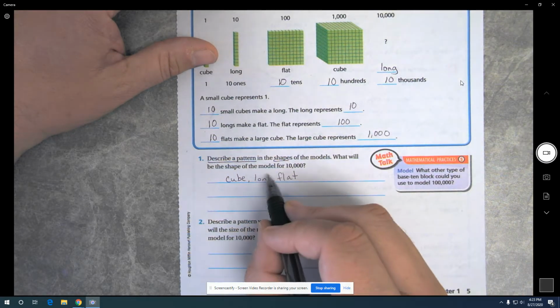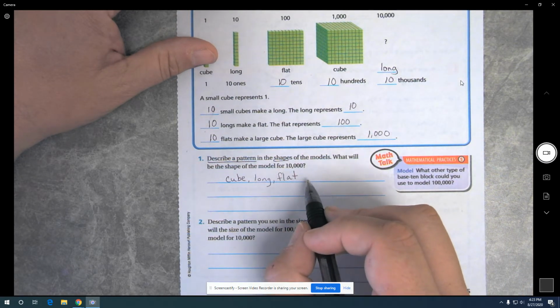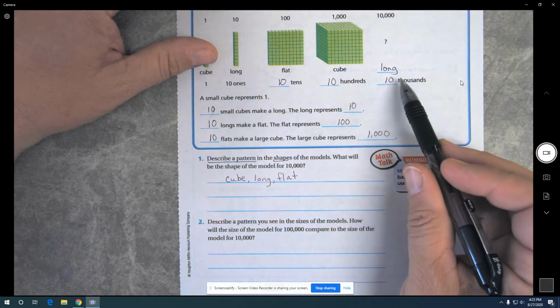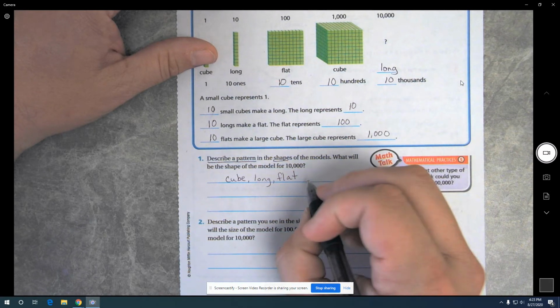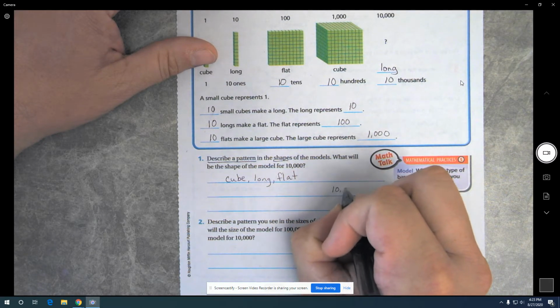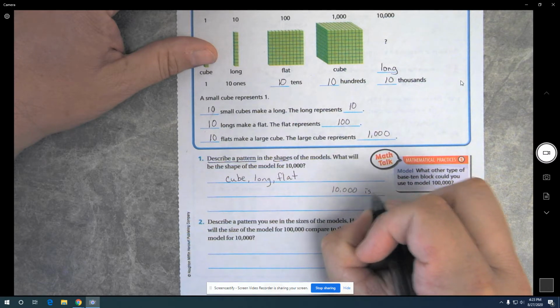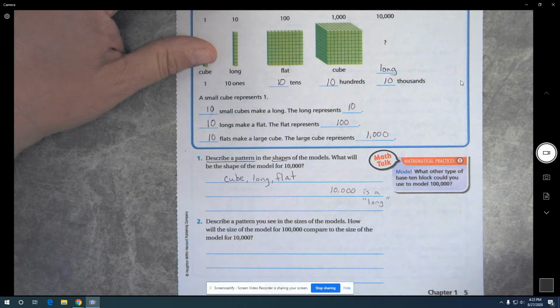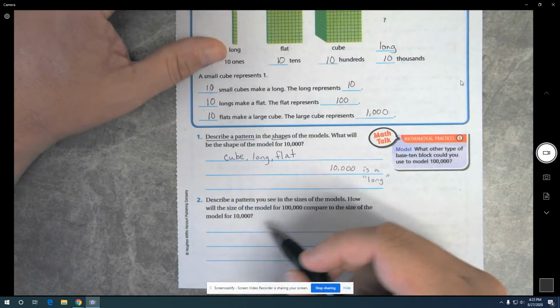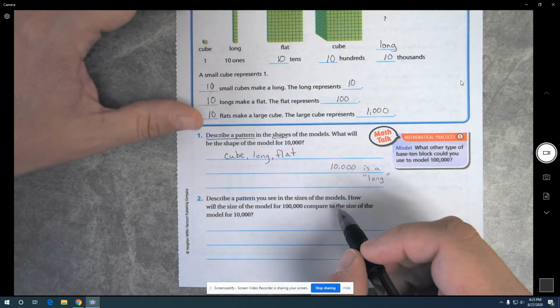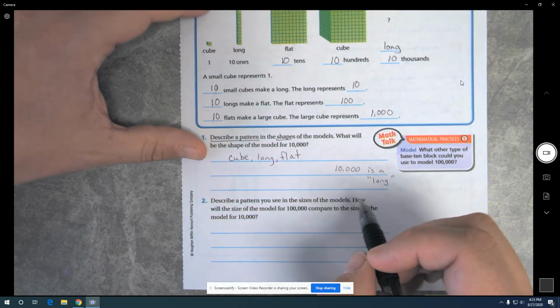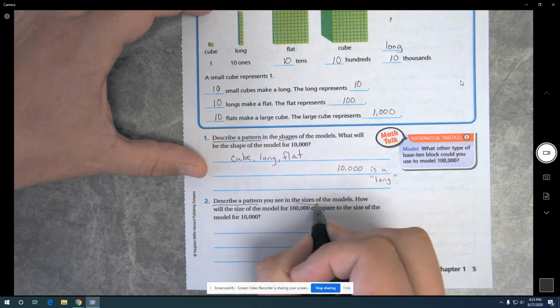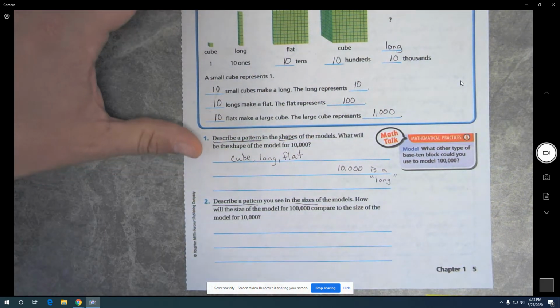What will be the shape of the model for 10,000? The shape of the model, we already answered it. The shape of that model would be a long. 10,000 is a long. Okay? And describe a pattern you see in the sizes of the models. So we're describing a pattern, but this time in the size, not in what shape it is, but the size.